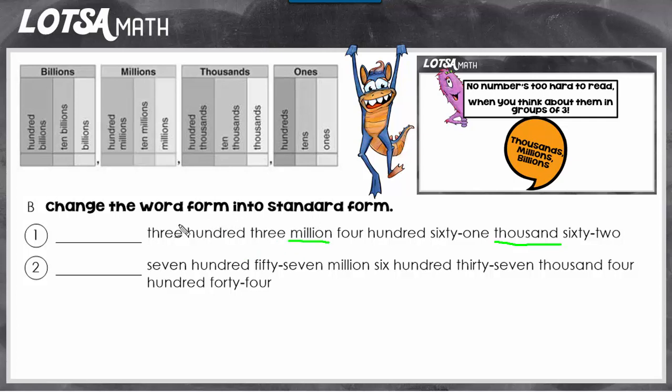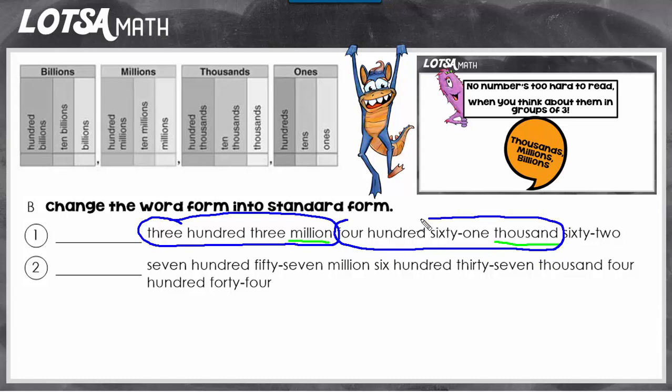So everything that comes before the word million is going to go into that period. And everything that comes after the word million, but before the word thousand, is going to go in the second period. And then the last period is what's left. So when we look at this, we can just read it now. 303. And all you're going to do is write the standard form, the digits, that mean 303. The million is going to be the comma.